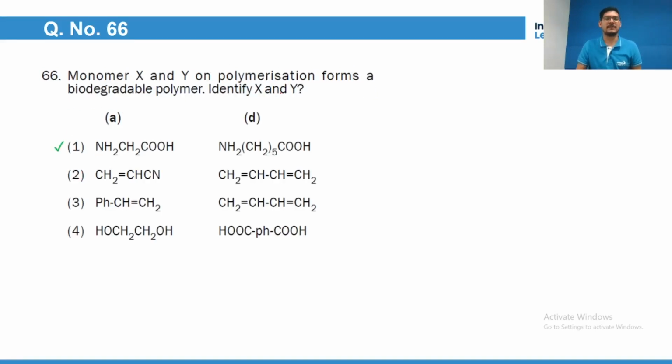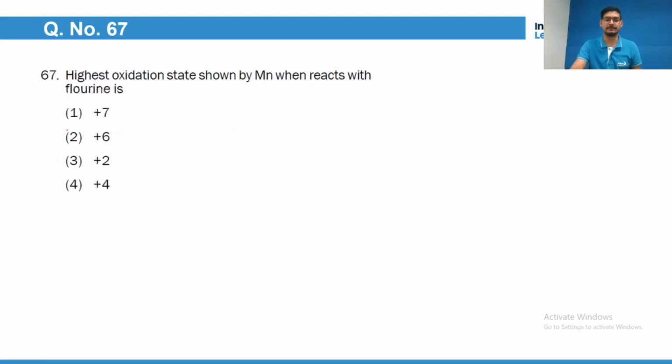Monomer X and Y on polymerization forms a biodegradable polymer. So we are talking about nylon 2, nylon 6 in this case, where the monomers are glycine and aminocaproic acid. So this is the correct answer. Highest oxidation shown by manganese in its reaction with fluorine is MnF4. So the oxidation number would be +4.